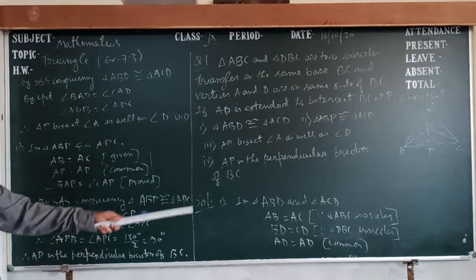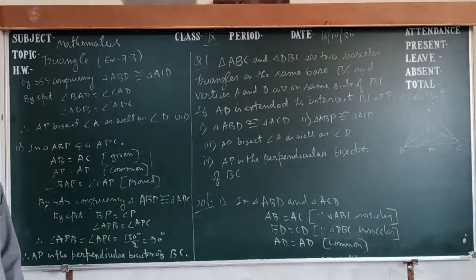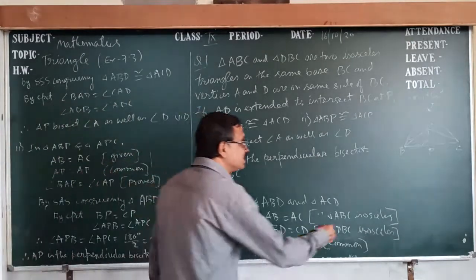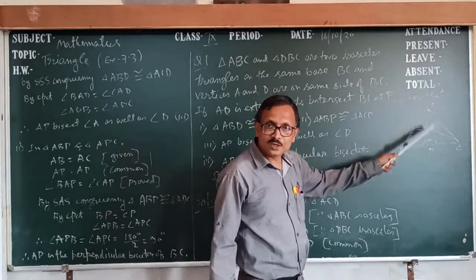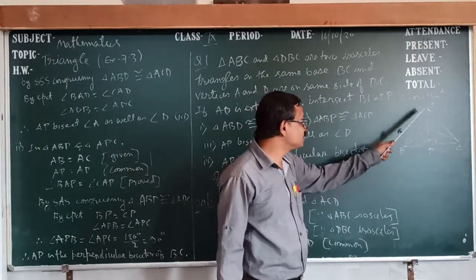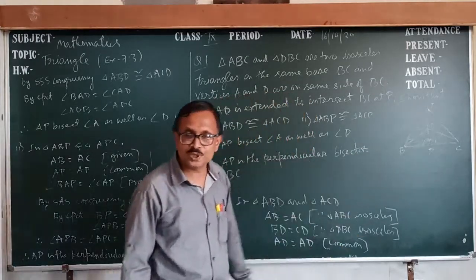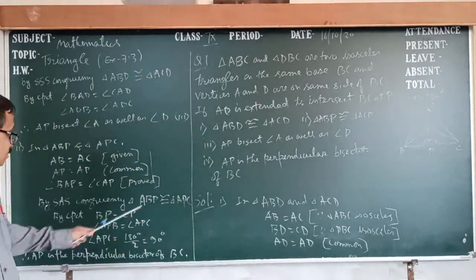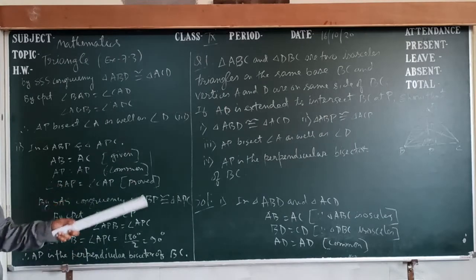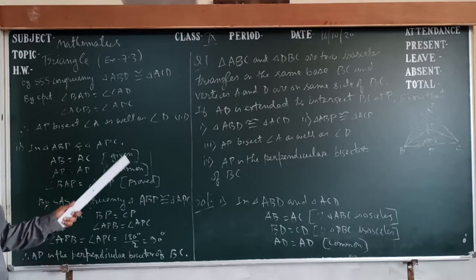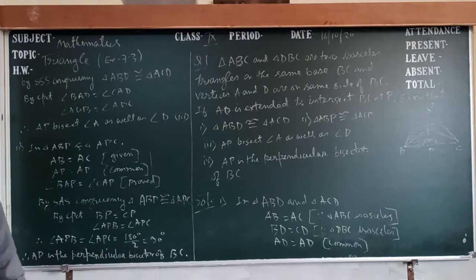That means AP is the perpendicular bisector of BC. It is called perpendicular because angle APB and angle APC are 90 degrees, and it is called a bisector because it bisects BC, since BP is equal to PC. That means AP is perpendicular to BC and AP bisects BC. Therefore, AP is the perpendicular bisector of BC.